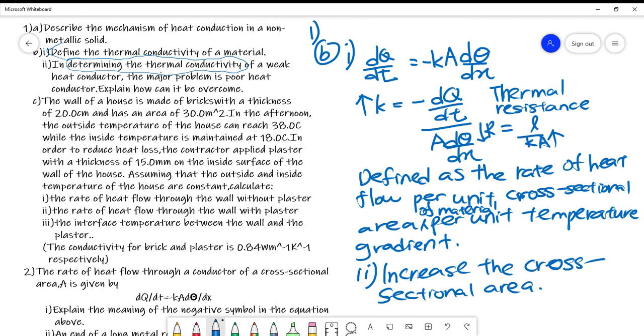From this equation we can also see that if the cross-sectional area is increased, I should use this one as the reference. Based on this equation, if I increase my cross-sectional area, we get a higher rate of heat flow. A higher rate of heat flow enables us to find out the thermal conductivity of the materials. Okay, so this is the first way.